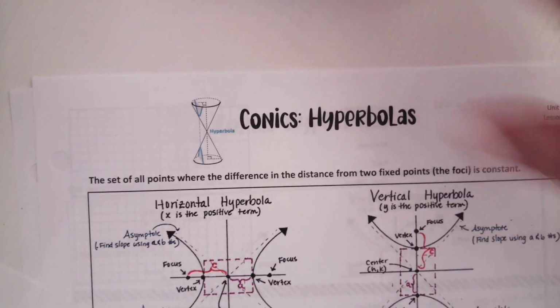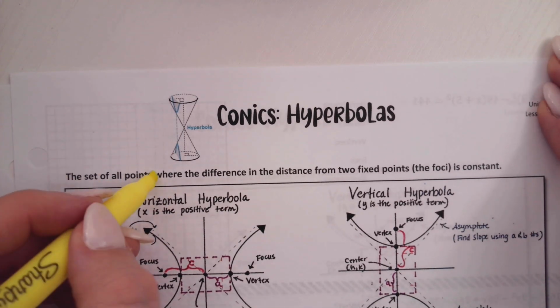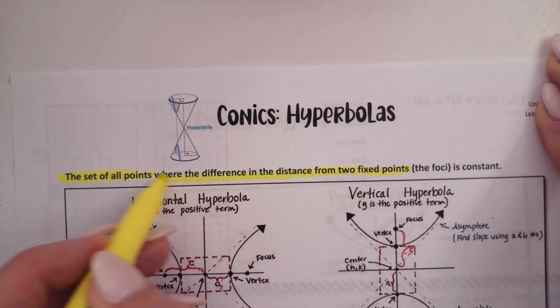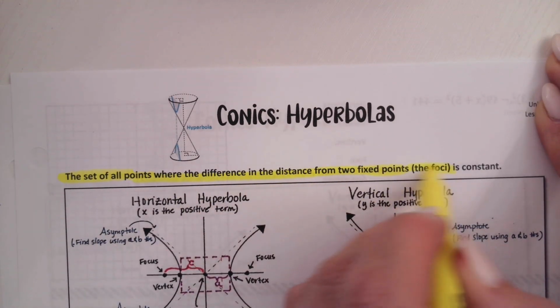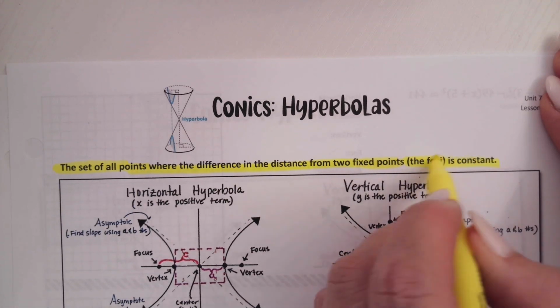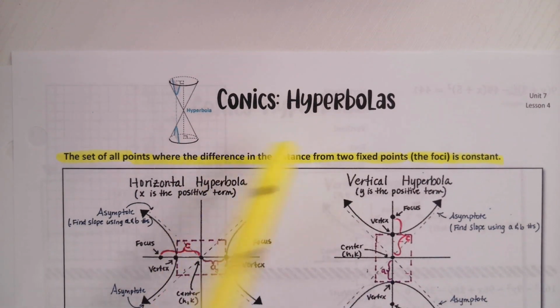Just looking at the technical definition of a hyperbola real quick. The technical definition is the set of all points where the difference in the distance from two fixed points, those two fixed points again are called the foci, is constant. That's different than the definition for an ellipse. An ellipse was the set of all points where the sum of the distance from two fixed points is constant. So a hyperbola has the difference in the distance.